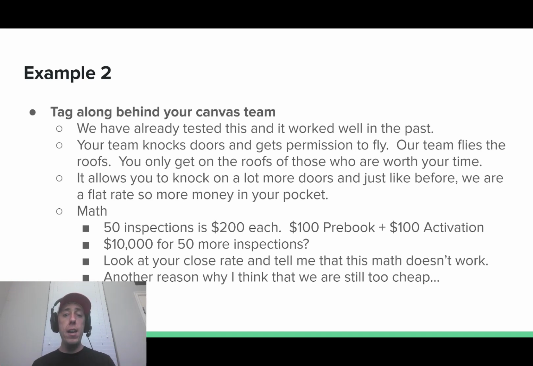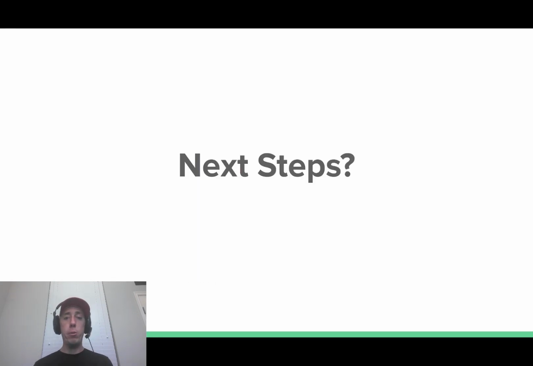And honestly, I think that even though we've increased it from 160 to 200 total, I still think we are way too cheap and I'm expecting it to go up, but the market's going to dictate and we'll see how things go. But ultimately though, I think 10,000 for 50 more inspections is a damn good deal. And I've seen roofing companies blow money on a lot stupider shit than this. So here you go. What are the next steps, right?